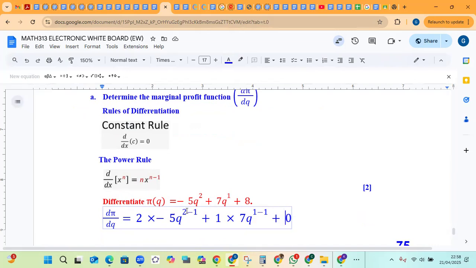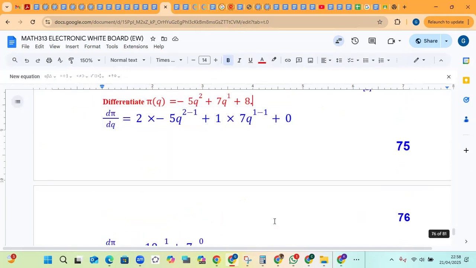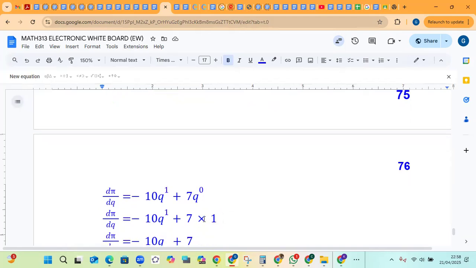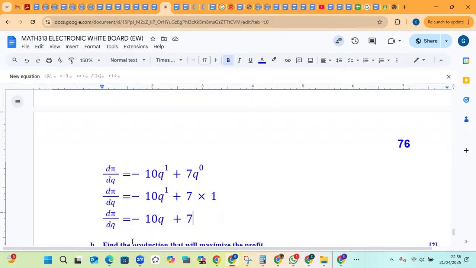2 times 5, 2 minus 1. 1 times 7, 1 minus 1. And the constant rule says any number that you differentiate goes to 0. And then simplification happened. 2 times minus 5 is minus 10. 2 minus 1 is 1. 1 times 7 is 7. 1 minus 1 is 0. Plus nothing. Any quantity raised to the 0 is equal to 1. So this q to the 0 simplifies to 1. So you have 7 times 1 is 7. So the marginal function is minus 10q plus 7.